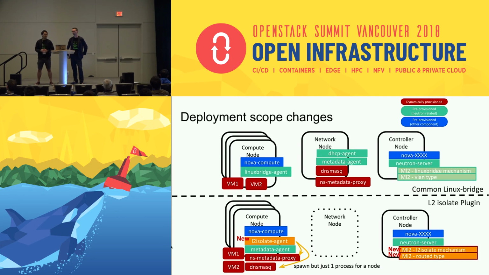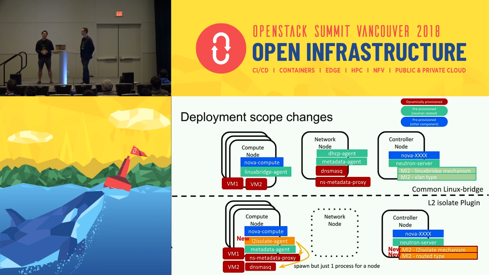So from the operator point of view, our agent does not just change the actual service daemon from Linux Bridge agent to the L2 isolate agent. This agent does also change how OpenStack networking services are deployed. The upper part of the diagram shows the OpenStack deployment with Linux Bridge agent with 3 types of nodes: controller, network, and compute node. On the other hand, shown below is the OpenStack deployment with the L2 isolate plugin. You might notice some differences between them.